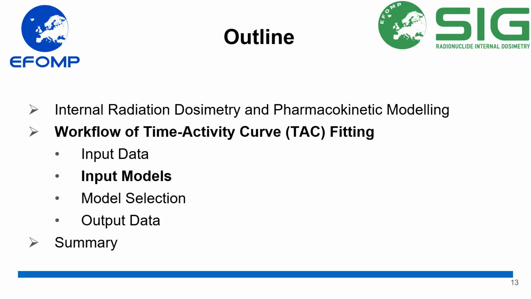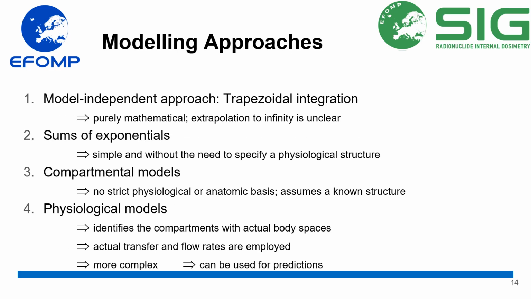Input models. Trapezoidal integration is a model-independent approach. It is a purely mathematical approach, and the extrapolation to infinity leads to a high and unknown uncertainty when calculating the time-integrated activity. Sums of exponential functions are often used as they are simple and do not need to specify a physiological structure behind the observed kinetics.